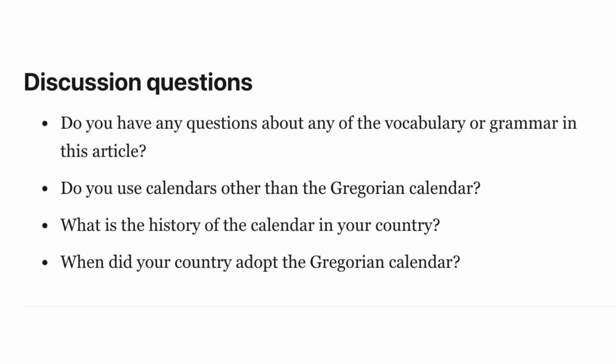Discussion questions. Do you have any questions about any of the vocabulary or grammar in this article? Do you use calendars other than the Gregorian calendar? What is the history of the calendar in your country? When did your country adopt the Gregorian calendar?